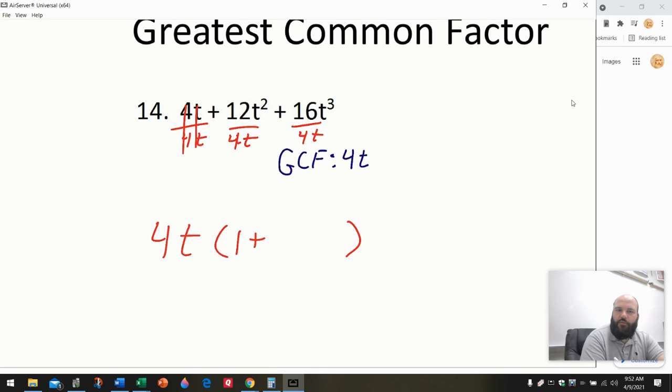Then we have 12 divided by 4, which is 3. And t squared divided by t would be t. Lastly, we have 16 divided by 4, which is 4. And t to the third divided by t to the first is t to the second. And there you go. There's your final answer.